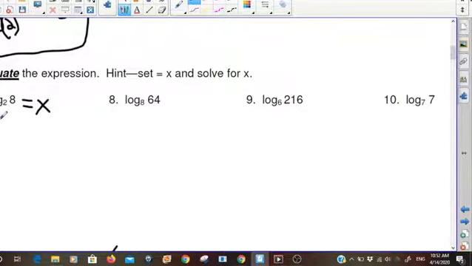Okay, then we get to number 7, 8, 9, 10. And so the easiest way to do these is to set it equal to x, and then you can either use your calculator, or you can simply guess and check. And there are several ways to use your calculator too, depending on what kind of calculator you have.